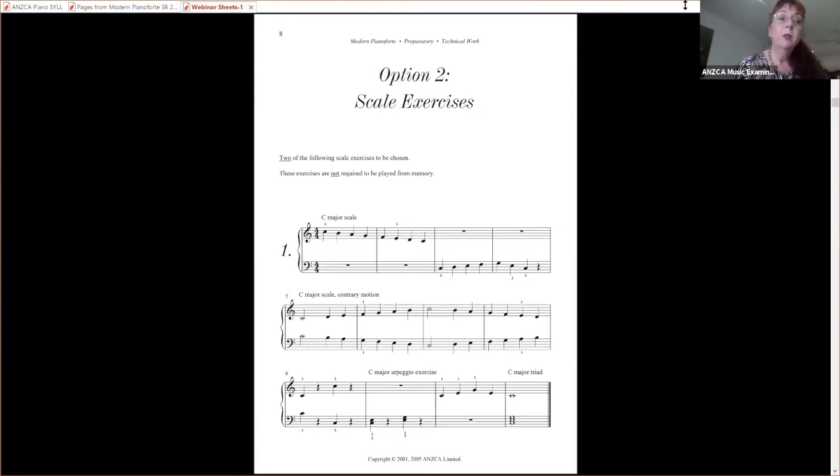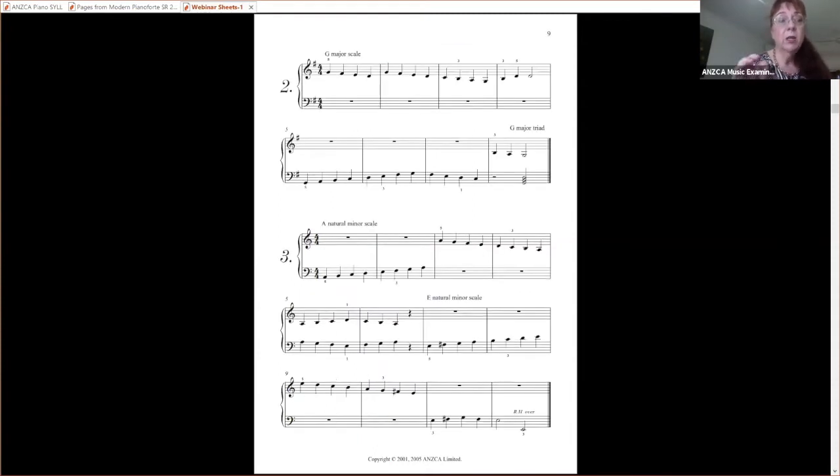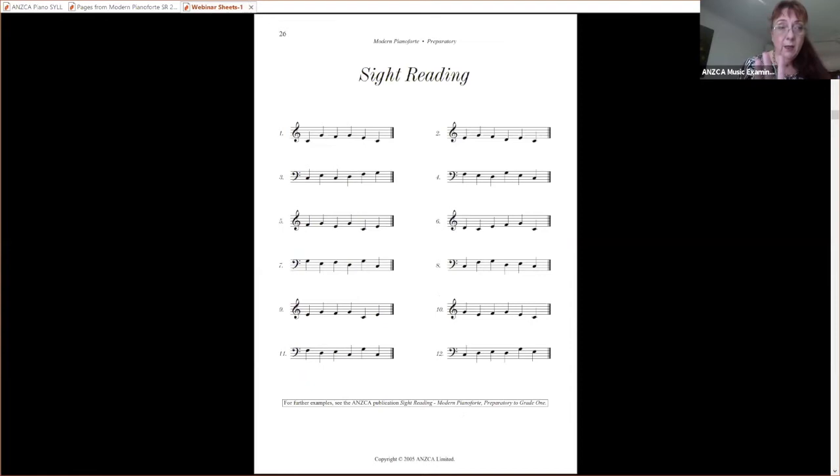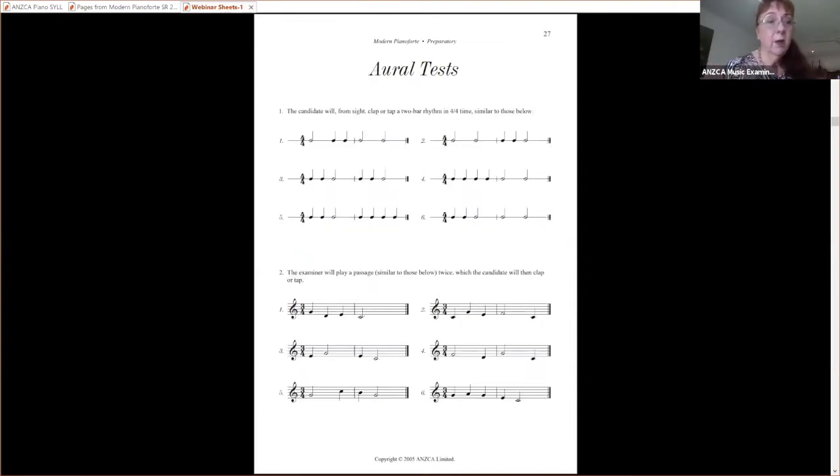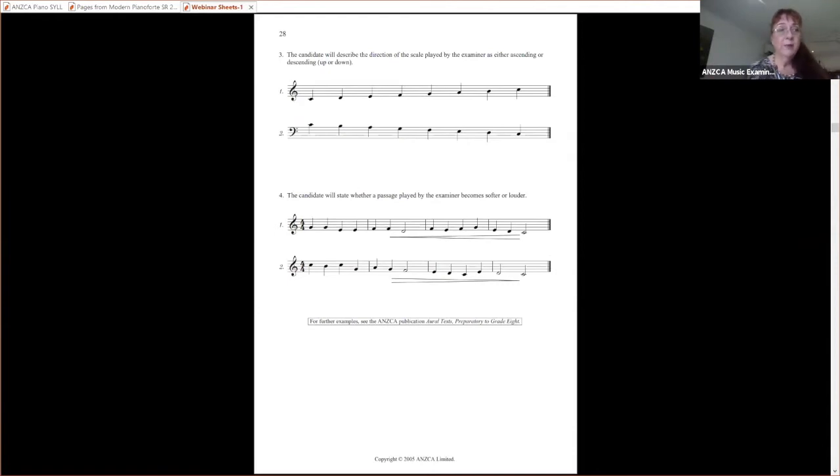With option 2 as well, you don't have to play them by memory. Scales have to be presented by memory, but option 2 doesn't. And you've got that at preparatory, you've got it at preliminary, and you've got it at grade 1. So all of those are contained within the book, and so you don't have to go running off and buying other books or other support material.